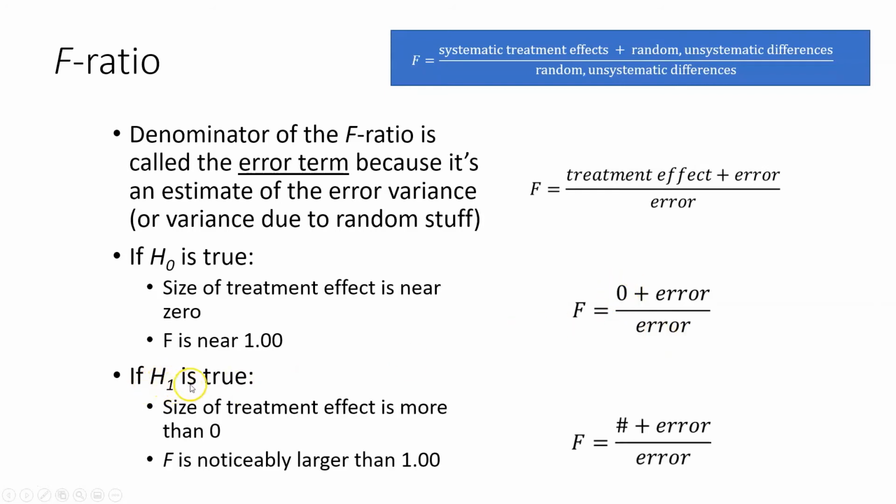But if the alternative hypothesis is true, then the size of the treatment effect is more than 0. It's some value here. And if we take this value and we add it to the error and we divide by the error, then this should be noticeably larger than 1. So let's say the error was 3. We plug in 3 here for the error and 3 here for the error, but our treatment effect was a size of like 10. That would be 13 divided by 3, something much larger than 1.